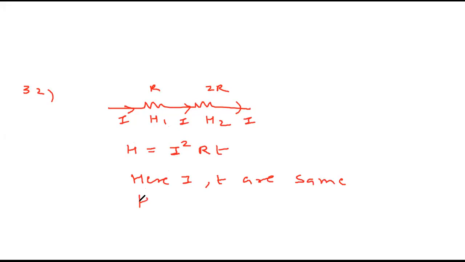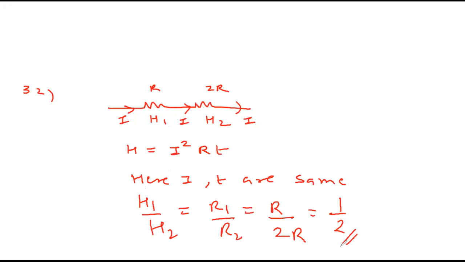So can I say therefore H1 upon H2 is R1 upon R2. R1 is R, R2 is 2R, which is 1 by 2. Yes, clear? ठीक है. पैरेलल में रहेगा तो आप V स्क्वायर अपॉन R वाला यूज करना, बिकॉज पैरेलल में वोल्टेज कांस्टेंट है.